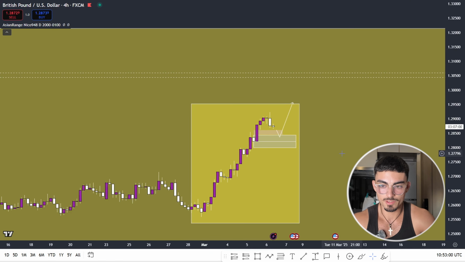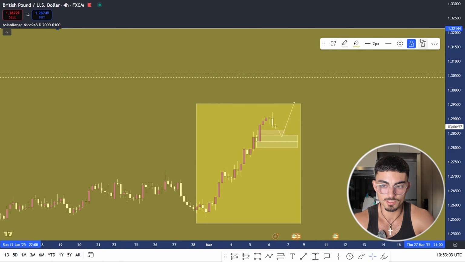I'm actually going to quickly get rid of this yellow box here because this is getting on my nerves. So let's just get rid of this.